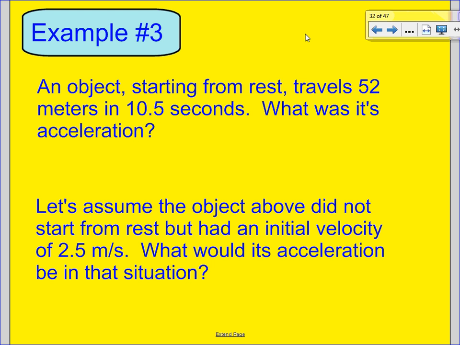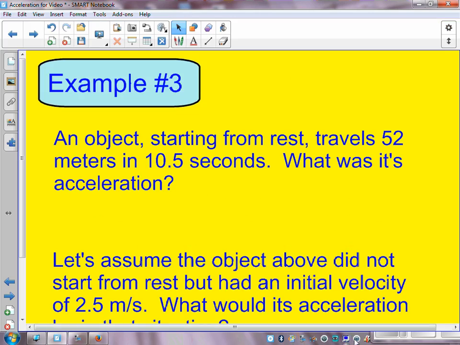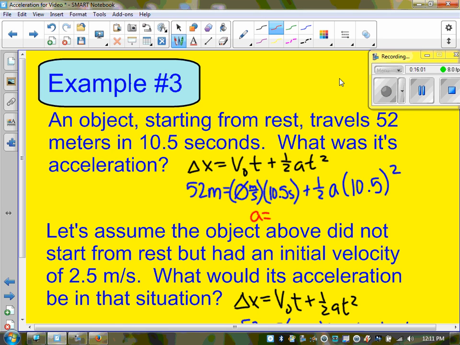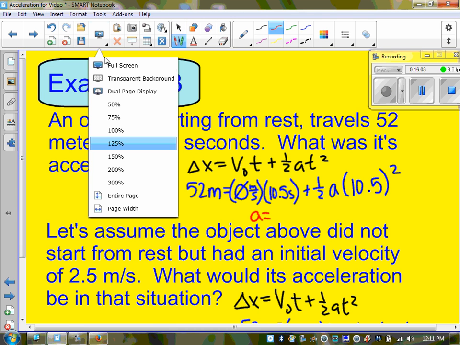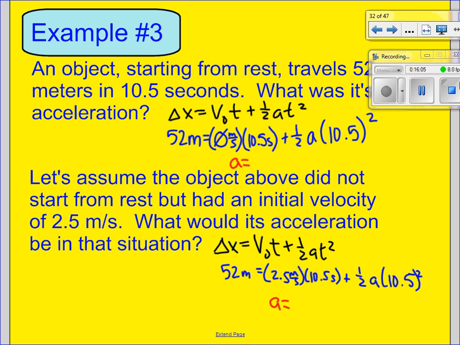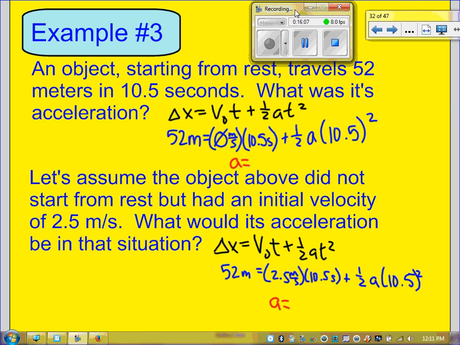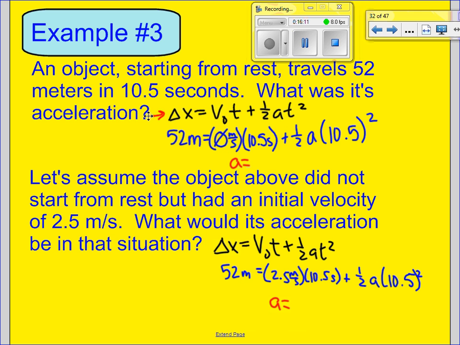Alright, here are 2 problems that I would like you to do using kinematic equation number 3. Pause the video, then hit play to reveal the answers. Alright, in this last one right here, you'll notice that the problem has already been solved out. Notice that it has the equation written in both of them, the kinematic equation number 3. Now let's focus on the first one.